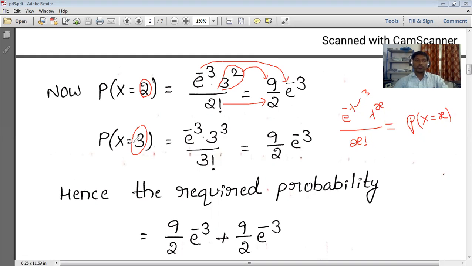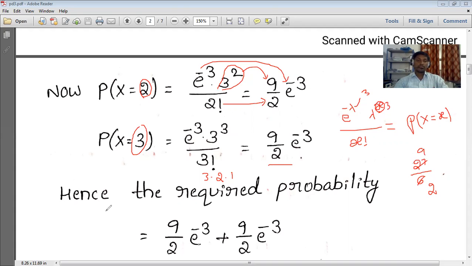Now P of x is equal to 3. In place of x we are substituting 3: e power minus 3, 3 cube by 3 factorial. So 3 cube is nothing but 27, by 3 factorial, which is nothing but 6. 3 factorial is 3 into 2 into 1. By cancellation of the 3 and 2 and the 3 and 9, we wrote 9 by 2 into e power minus 3 as it is. We didn't change anything in that.